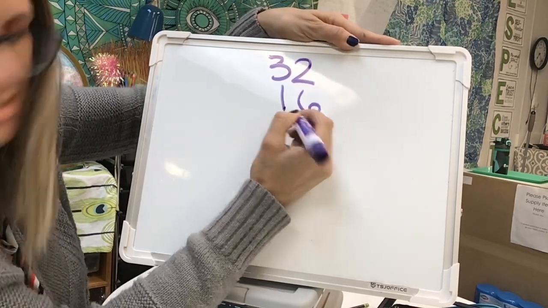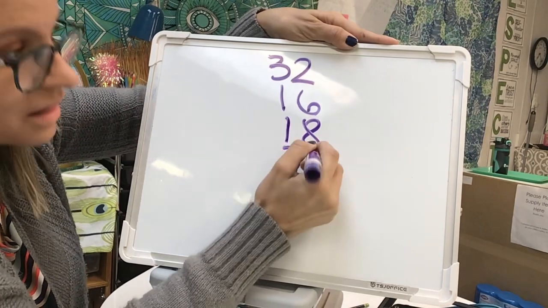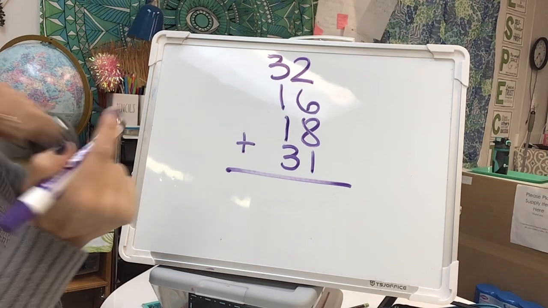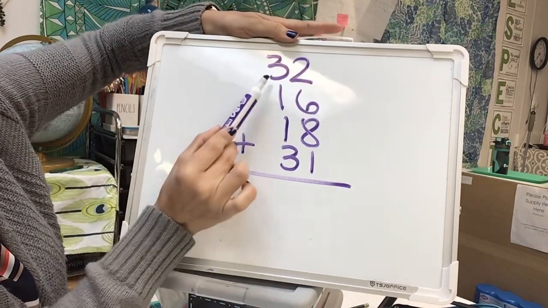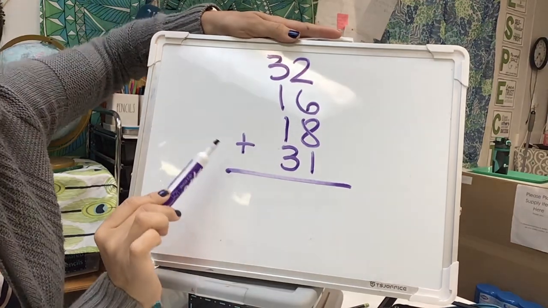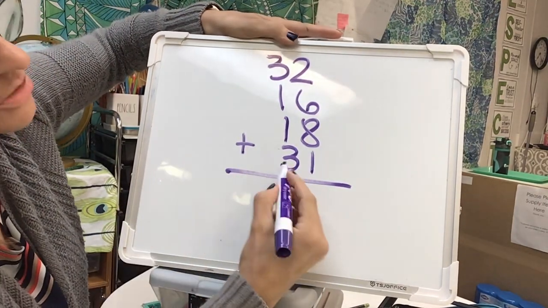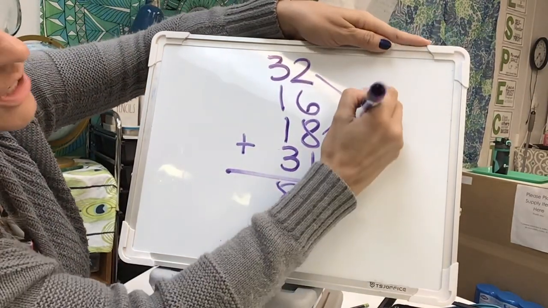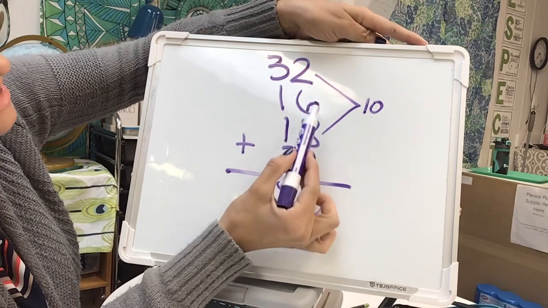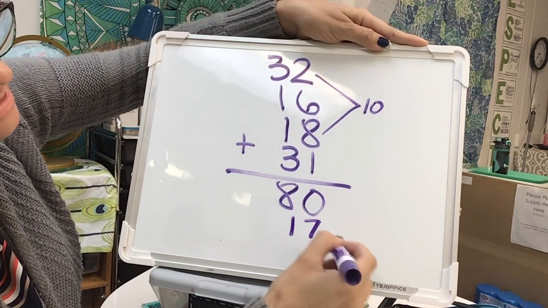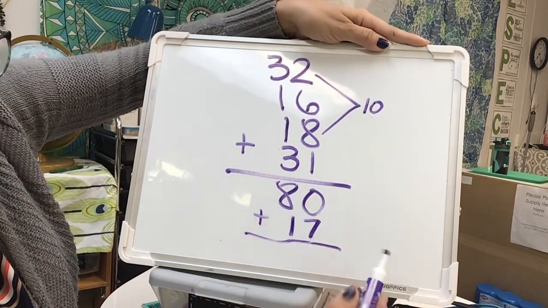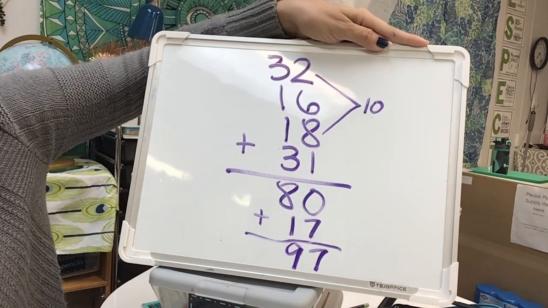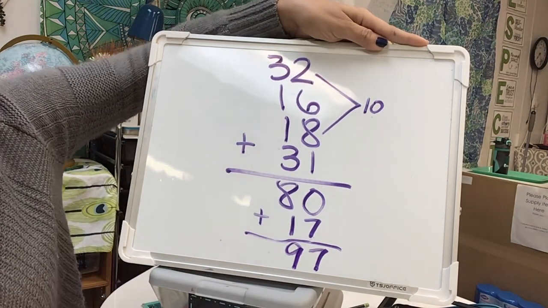So 32 plus 16 plus 18 plus 31. Here we go. We've got another set with 4 addends. I'm going to add all my tens. First I want to do 3 plus 3 because it's a double. So that's 6, 7, and 8. So I have 8 tens, which has a value of 80. Looking over here, I see 8 and 2, which equals up to be 10. 10 plus 6 is 16. Add 1 more. 17 in my ones. 0 plus 7 is 7. And 8 tens plus 1 ten is 9 tens. So the sum of these addends is 97.